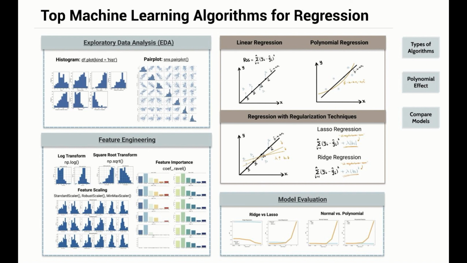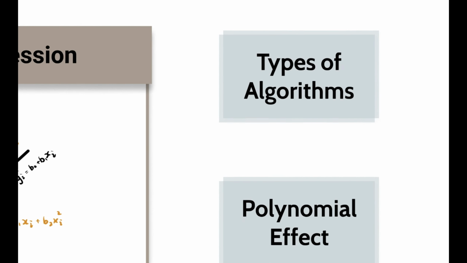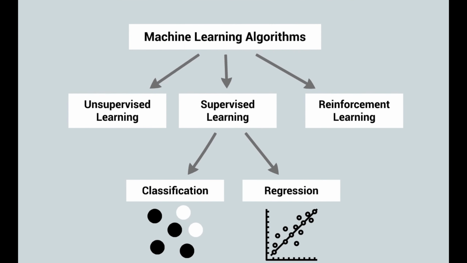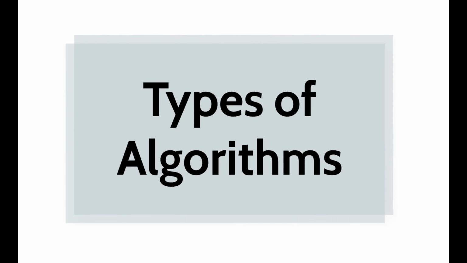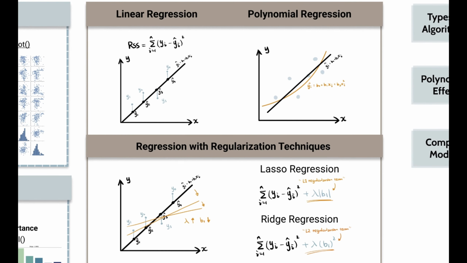In my previous video, we introduced common classification algorithms. Now let's dive into the other category of supervised learning, which is regression, where the output variable is continuous and numeric. We will walk through how to implement and compare different types of regression models: linear regression, polynomial regression, and two regressions with regularization techniques, Lasso and Ridge.